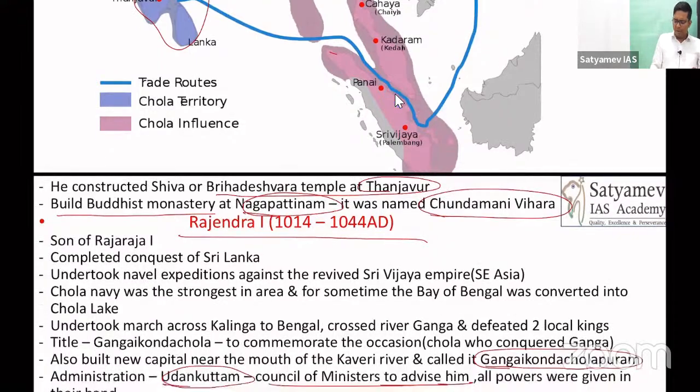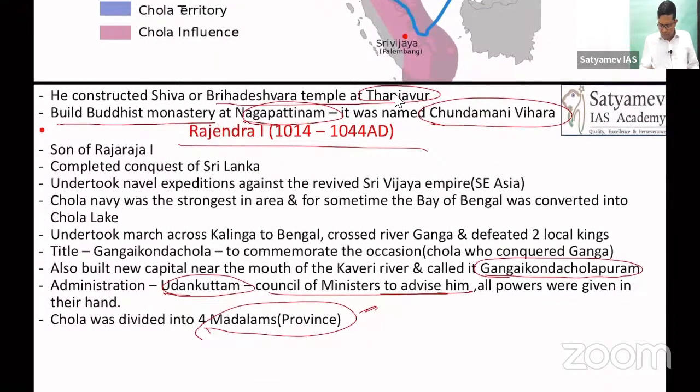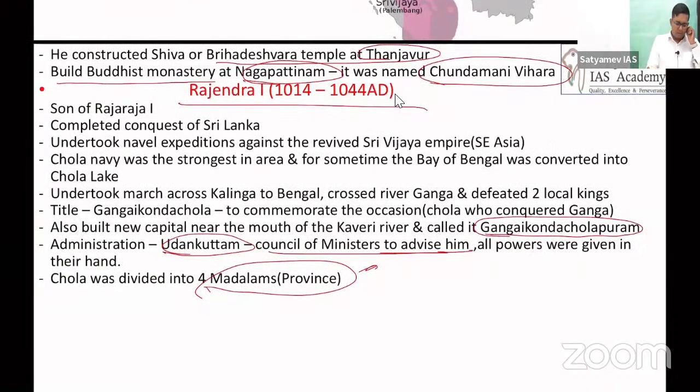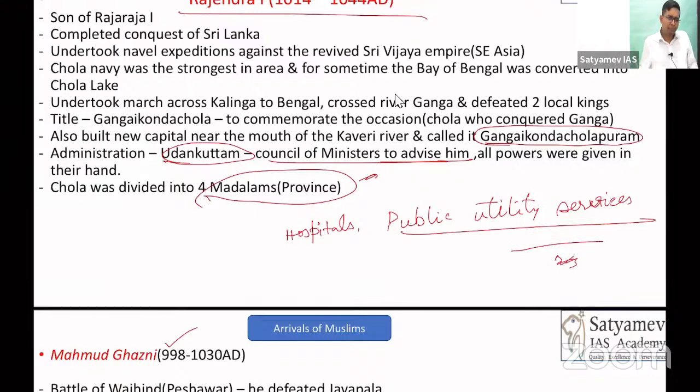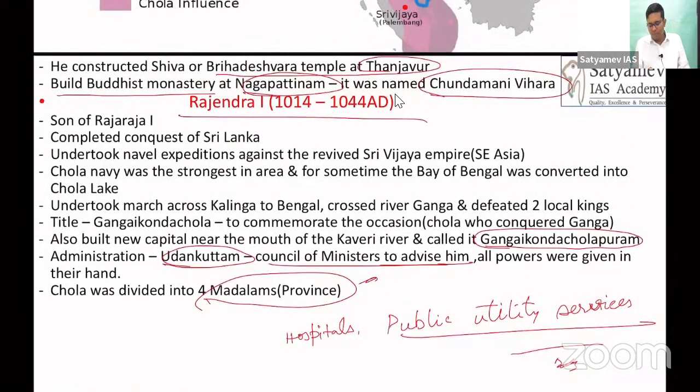And in addition to temples, look at this. In addition to temples, you will have the what? The buildings like the health infrastructure which will be created, the administrative infrastructures which will be created. So hospitals, public utility services, all these will be constructed by Chola at that time. So that's why Chola will be called the pioneer of this Dravidian style of temple architecture.